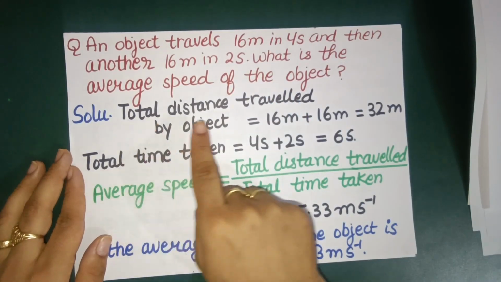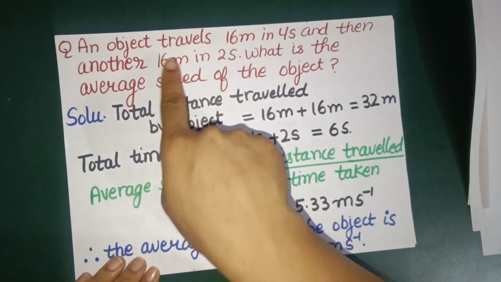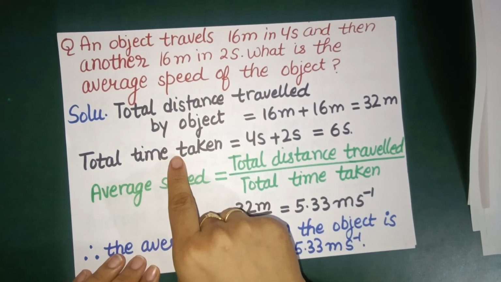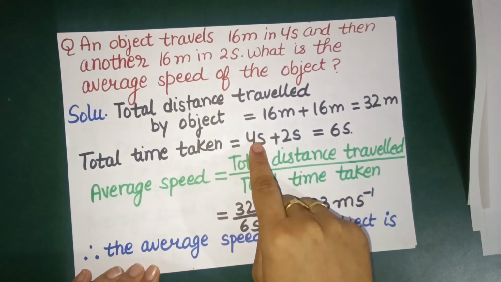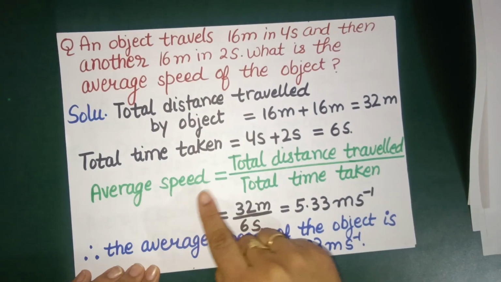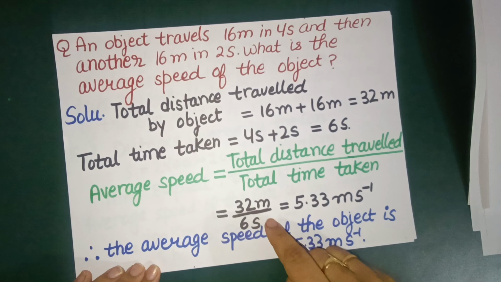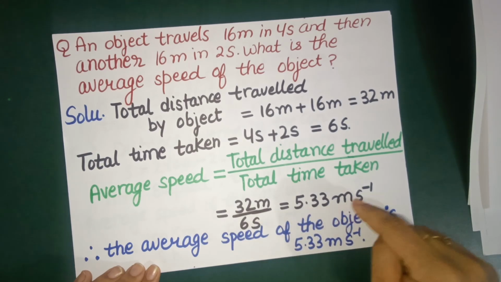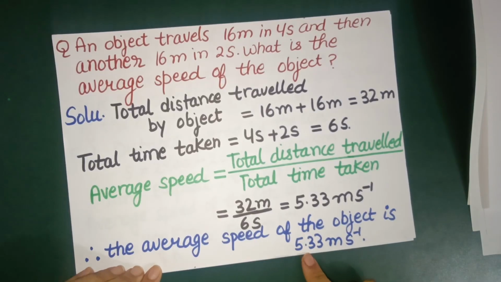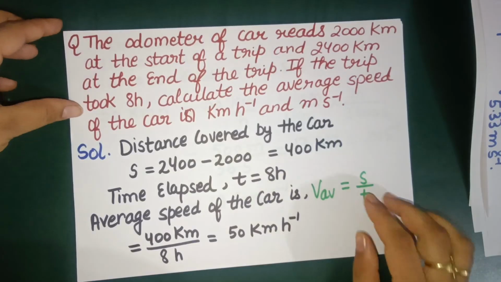So let's find the total distance traveled by the object. The first is 16 meters and the second we are given 16. So 16 plus 16, 32 meters. And now the total time taken. So the total time taken is 4 seconds plus 2 seconds, that is 6 seconds. Now the average speed is total distance traveled divided by the total time taken. So 32 by 6 gives us 5.33 meters per second. Therefore, the average speed of the object is 5.33 meters per second. Let's do the next question.